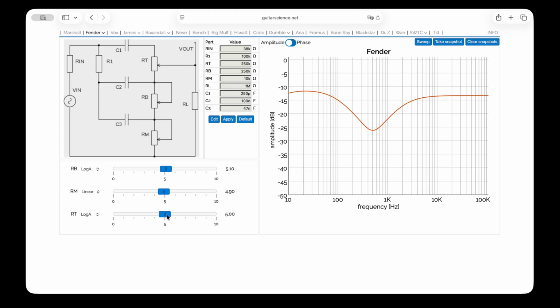Even more so with the treble parameter. If we go down, of course, the treble part is mostly affected, but you see that also the bass part is a little bit pushed up. While going in the other direction, the opposite happens. So the treble is pushed forward, but also the bass is a little bit reduced.